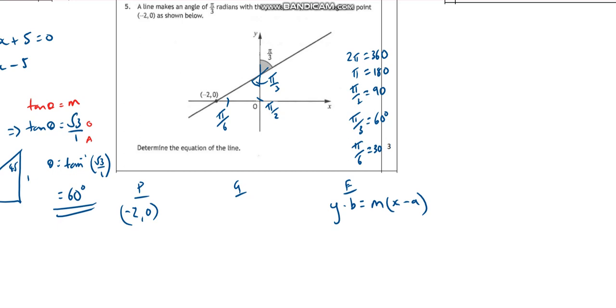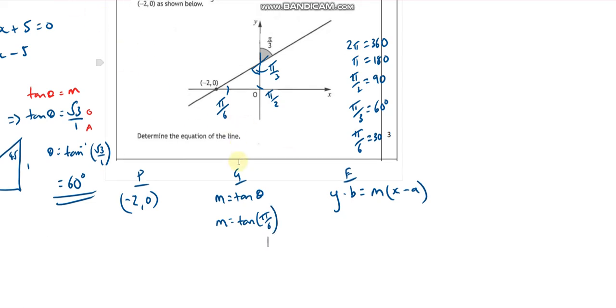Fantastic. So let's just double check that. Pi over 3, which is 60, that's good. Pi over 2 is 90, this is 30, 180 divided by 6, yeah, like that. So to work out the gradient, I'm going to say that m is tan theta. I know the angle, so it's going to be tan of pi over 6. That's going to give the gradient. And again, this goes back to our exact values.